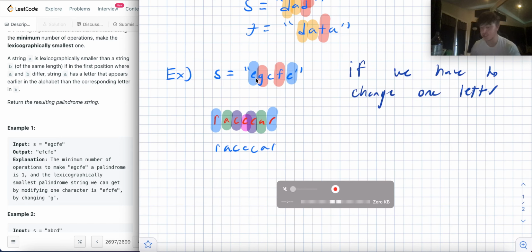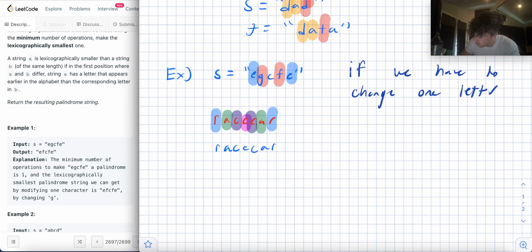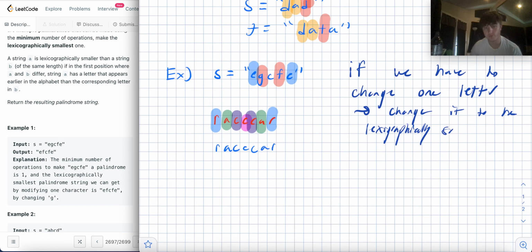So I'm going to change it to be lexicographically smaller, right? If I have to change it, I'm going to need to make it the lexicographically smallest one. So what will make this lexicographically smaller?